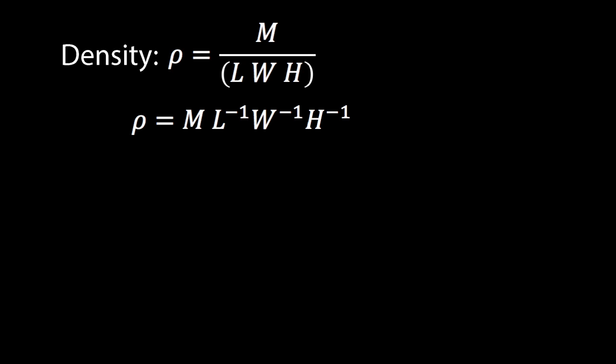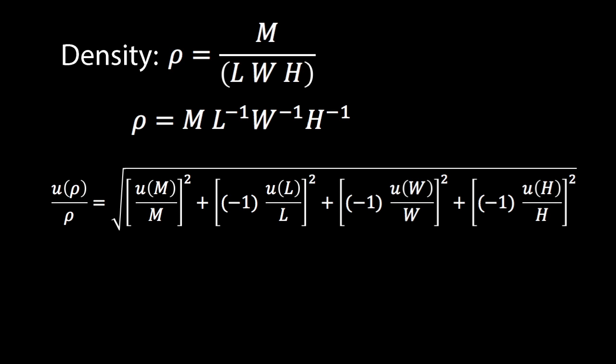So we rewrite our density formula to match this pattern. We get rho is equal to mass times length to the minus 1 times width to the minus 1 times height to the minus 1. We now plug in our fractional uncertainties into the formula, adding the sum of the squares. After squaring, we get this result.